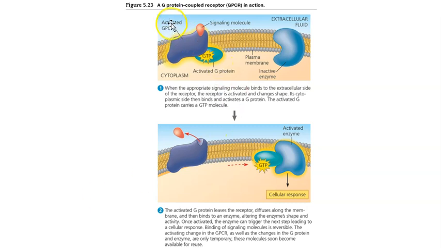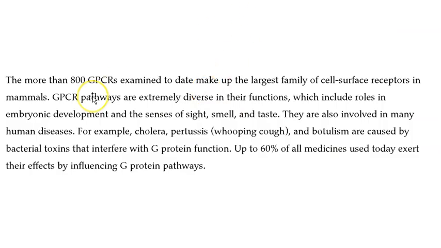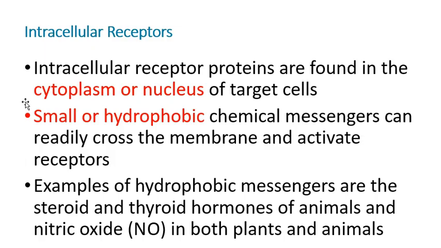Okay? So here's your G-protein coupled receptor. Here's your signaling molecule. Activates it. Now the G-protein is activated. It activates an enzyme, and thereby you have this whole cellular response. I'm not going to read through this. Of course, GPCRs are involved in cancer initiation and progression. We went over this in class. How important is this? 800 GPCRs examined to date make up the largest family of cell surface receptors in mammals. G-protein receptors, okay?